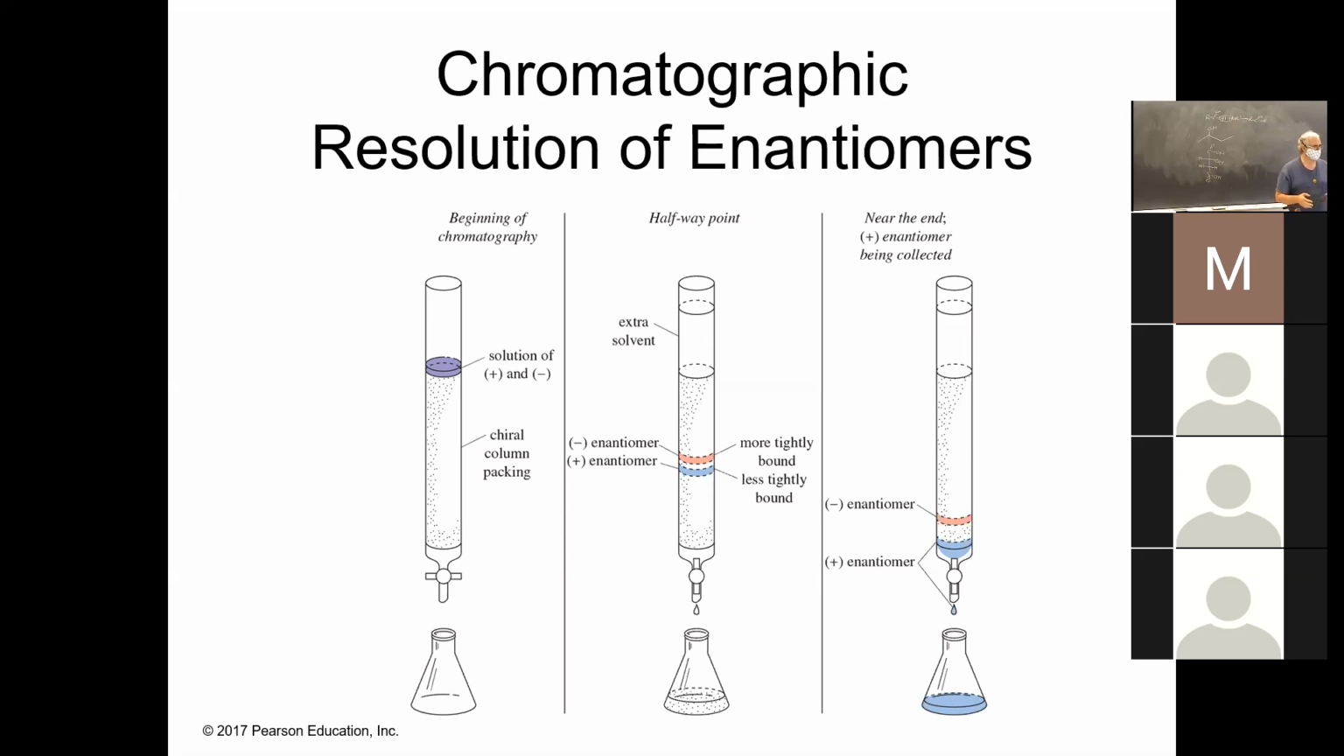I had a research project once that produced a racemic mixture, and I wanted to separate them. I looked at chromatographic separation, but these chiral columns are really, really expensive. So it's better if you can separate the enantiomers another way.